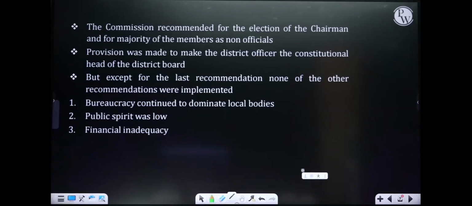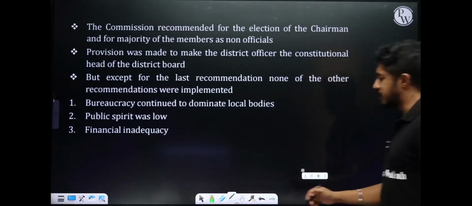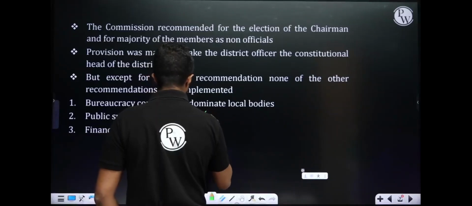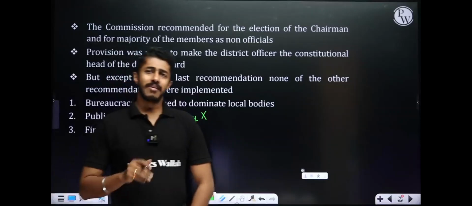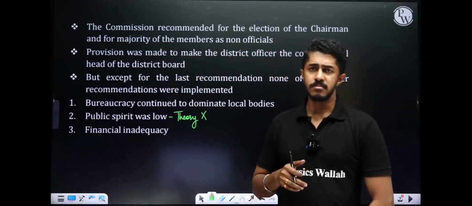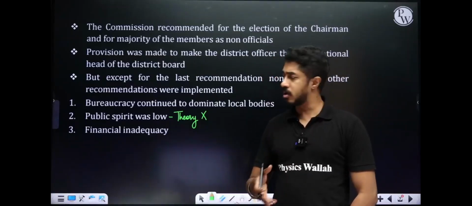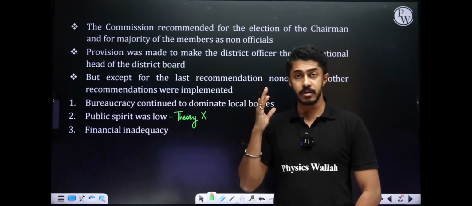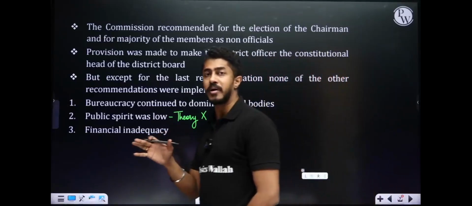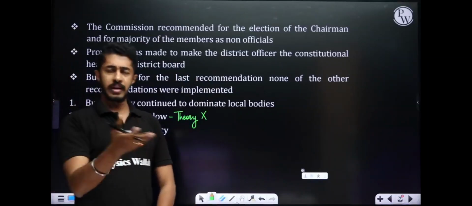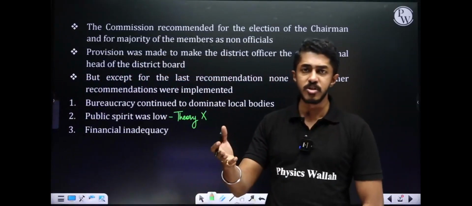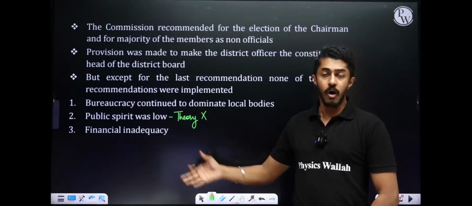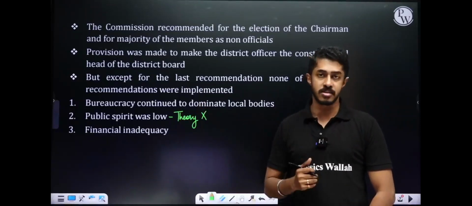Bureaucracy continued to dominate local bodies, public spirit was low, and there was always financial inadequacy. Public were always having less motivation. They were not so interested in kya election, kya hai ye sab, nothing. Because 1907, aaj ke tarikh par also people are having no interest in it. Back then, it was religiously divided, caste-based division. So why will they feel even interested or motivated to take part in the local elections or in the administration of their own affairs?